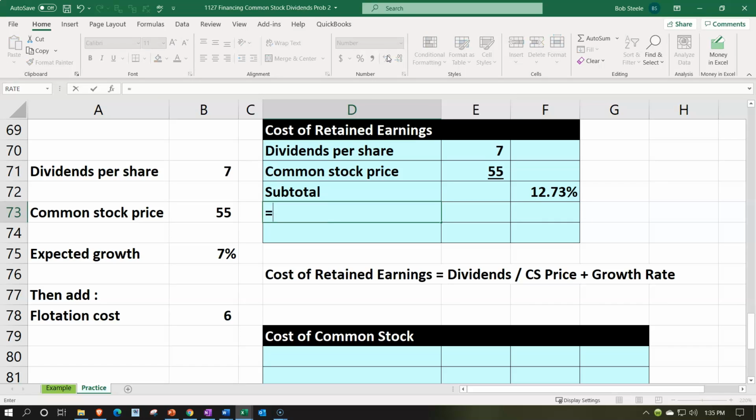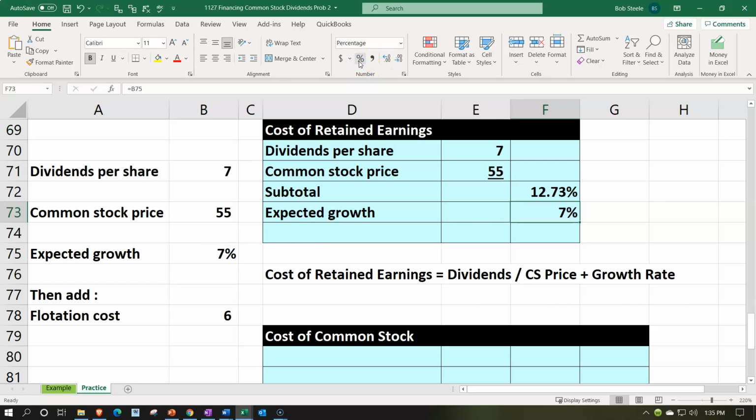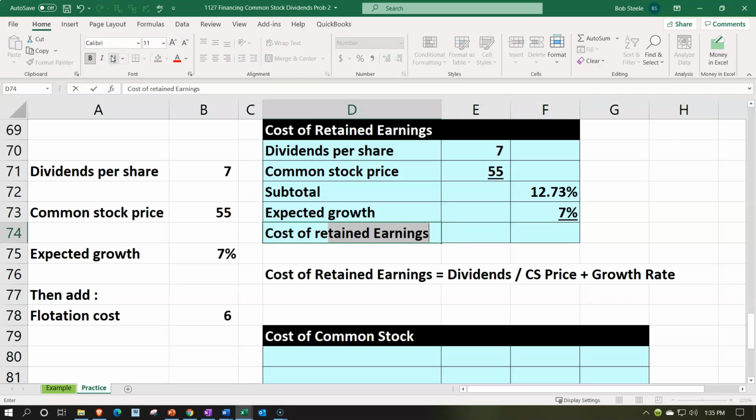And then this is going to equal the expected growth. Tacking on plus expected growth 7%, making that into a percent. Number group percent, and then let's underline it while we're here. Font group and underline. And that's going to give us the cost of retained earnings, equals the trusty sum function of those two numbers. Then number group percent, add a couple decimals.